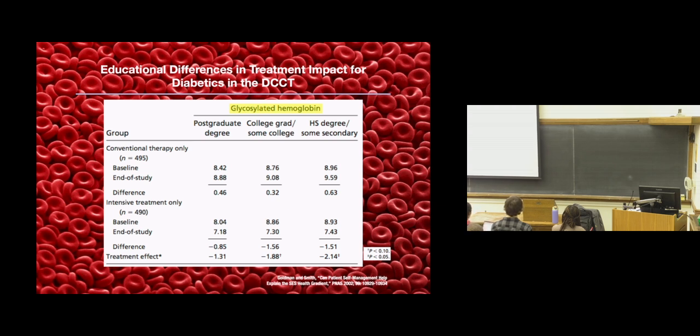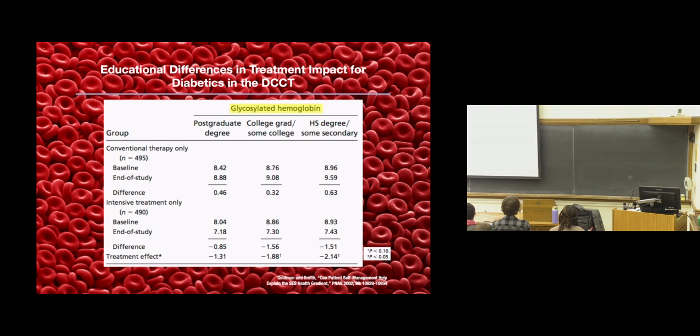And then in the intensive treatment, they had their own particular baselines, which might have been different from these. That's fine. They were randomly assigned to this, but we have to measure their own particular baselines. And then we see what happens at the end of the study: 7.18. They're going down in each of these arms. So the educated and the uneducated all decline, which is good news. Now we compute the difference in the treatment arm. We see among the educated, the hemoglobin A1C dropped by 0.85. Among those with college, this is what happened. And among those with high school and some secondary, this is what happened.